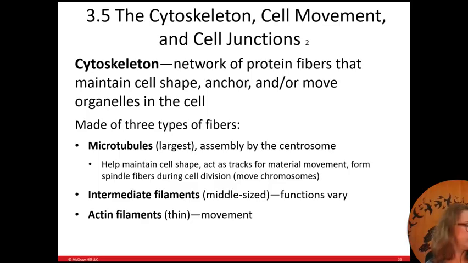There are three types of fibers here you might learn more about in another class if you go on and take a PAP class, Principles of A&P. But essentially we have microtubules, the largest of these elements that make up the cytoskeleton. We have some medium-sized, and then we have actin, which is really important to movement.